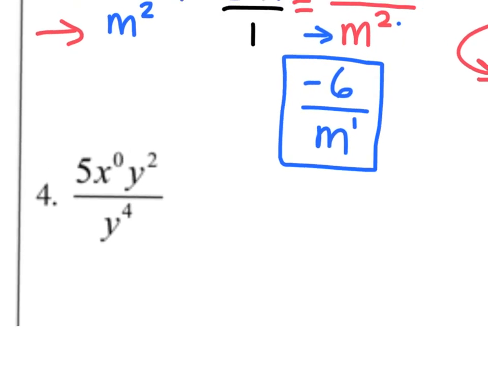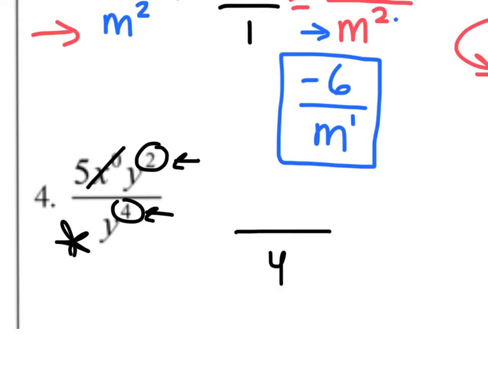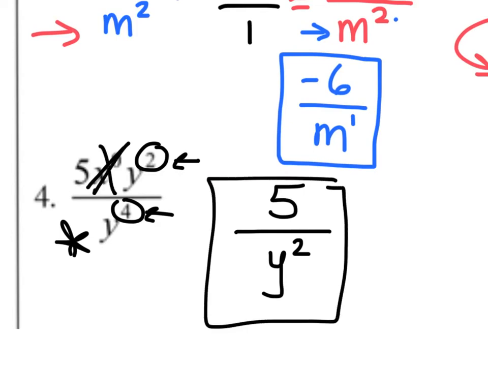This one's actually pretty quick. Why? Because anything to the 0 is 1. Okay, so we also want to do fraction subtraction. 4 minus 2 is 2. The bigger exponent's on the bottom, stays on the bottom. 4 minus 2 is 2. The x to the 0 is 1, so it's just 5 over y squared. Love it.